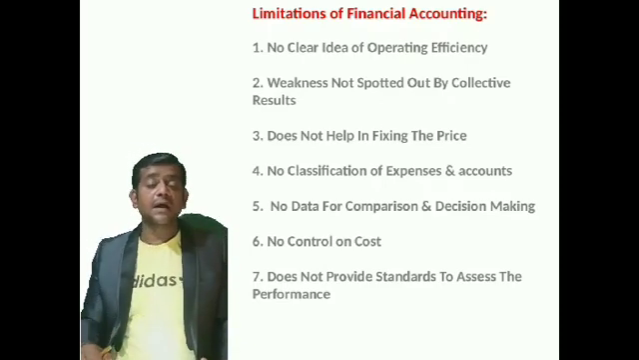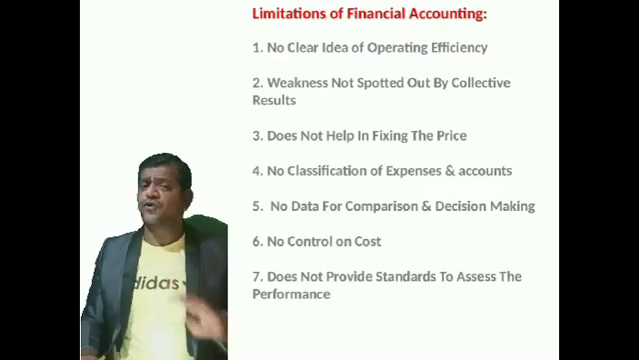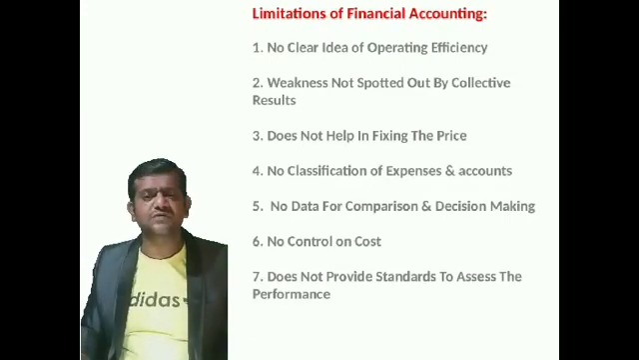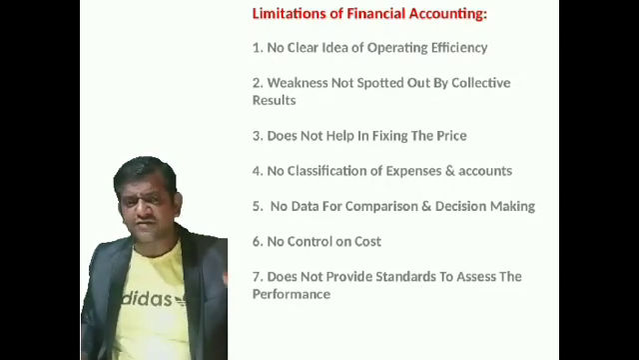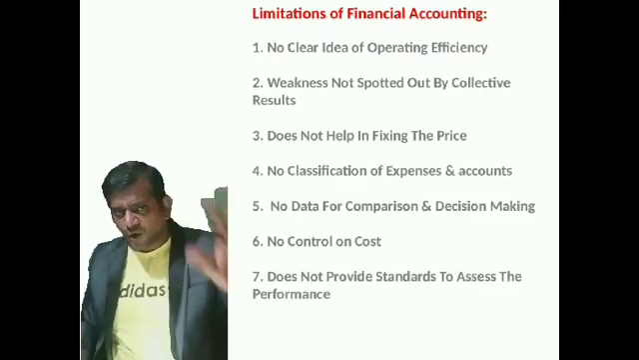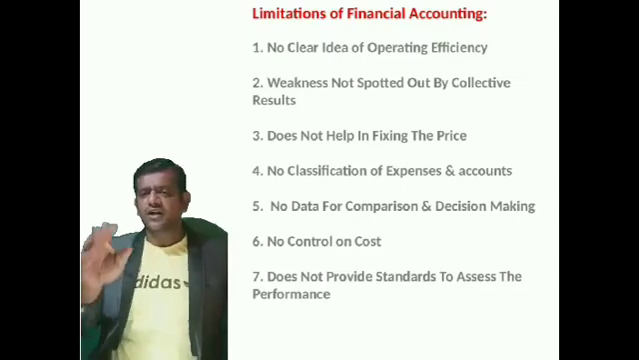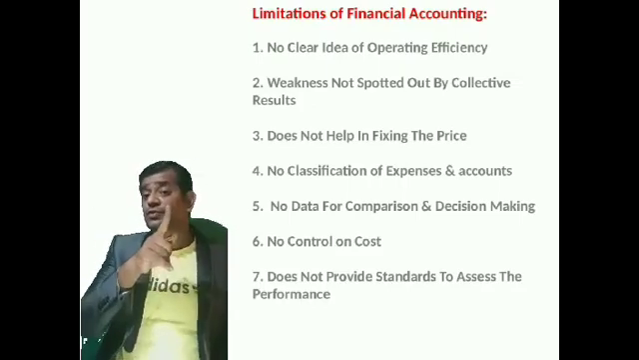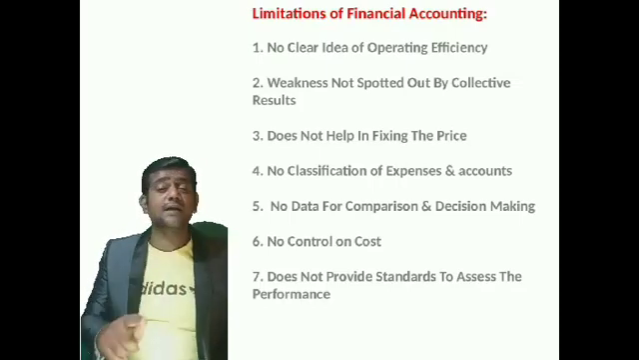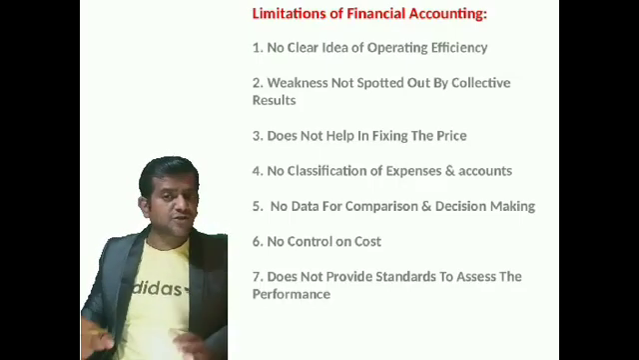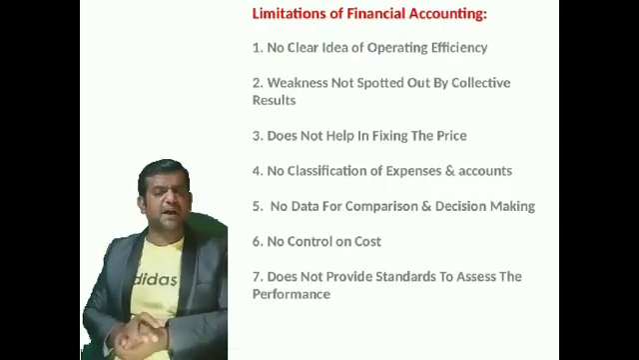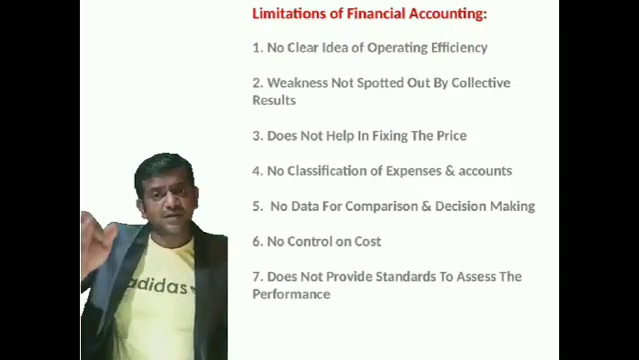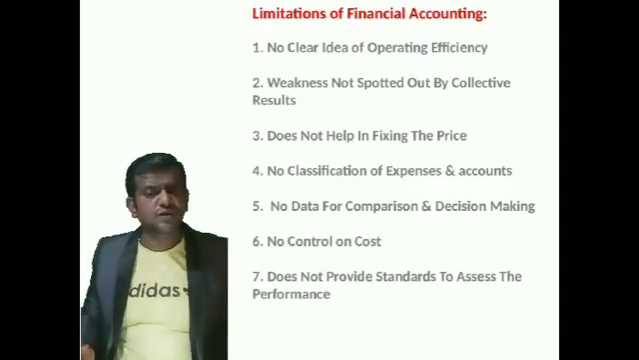Point number 4 clearly speaks about no classification of expenses and accounts. Everything in financial accounting is noted in a general way. We don't get the data relating to the cost incurred by a department. How much cost is incurred by the purchase department? What is the cost incurred by the production unit? How much is the cost incurred by the selling and distribution department?